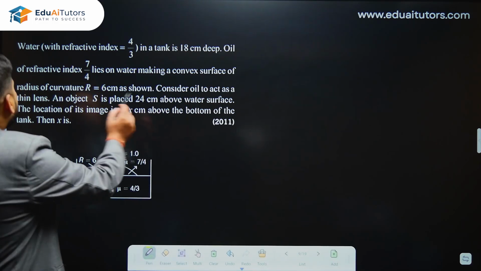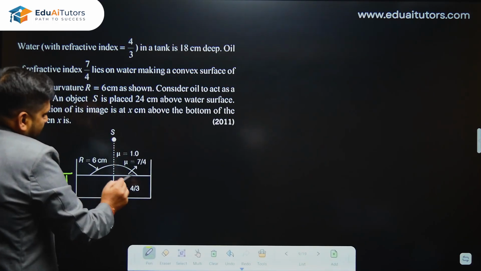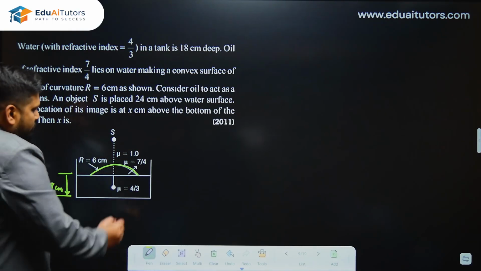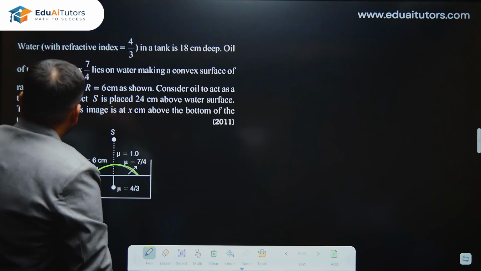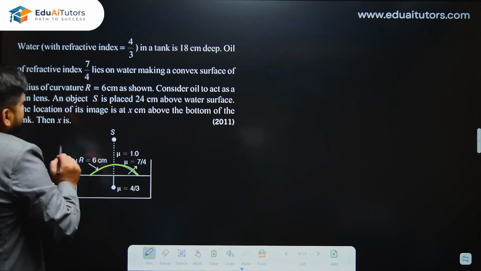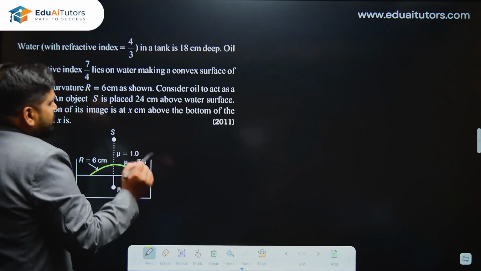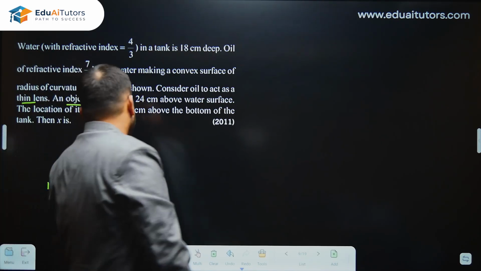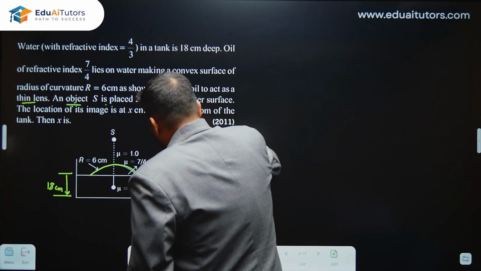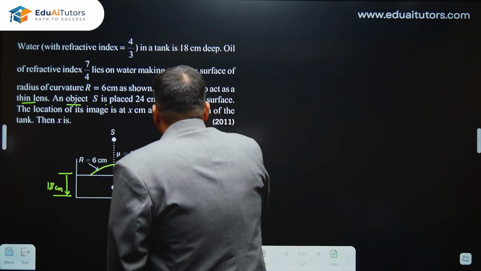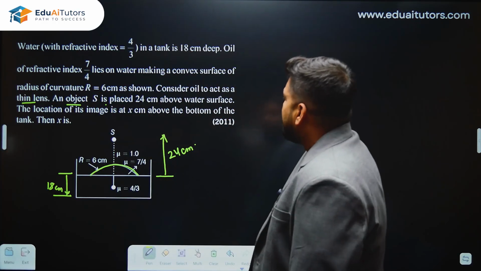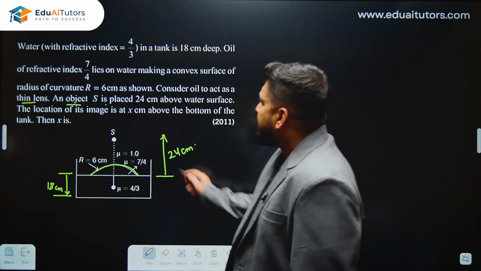And then there is an oil of refractive index. You have a curved surface of oil like this, of refractive index 7/4. The radius of curvature of this is 6 centimeter. And consider the oil to act as a thin lens. An object S is placed 24 centimeter above water. So above water, this is placed at 24 centimeter. Basically, we have to find where the image is formed.